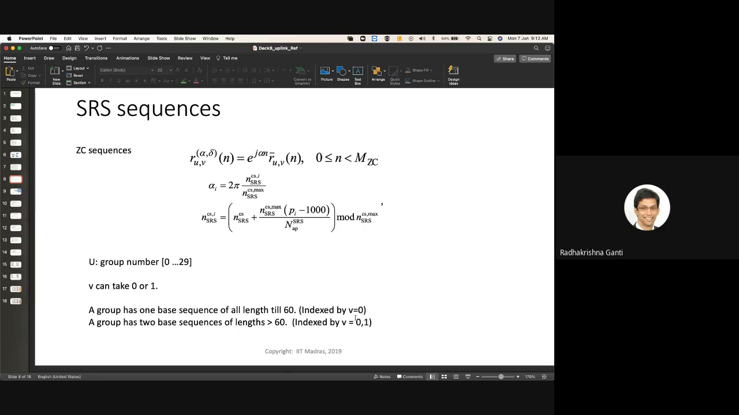For the case when you have two base sequences, which one you choose depends on your length as well as the index v equal to 0 or 1. So you always see r u,v when they define a sequence. u is the group number, v is the sequence number in that group. You choose the sequence in the base for the length. If there is ambiguity between two sequences of the same length, you choose between them using the index v. Okay, is this clear?